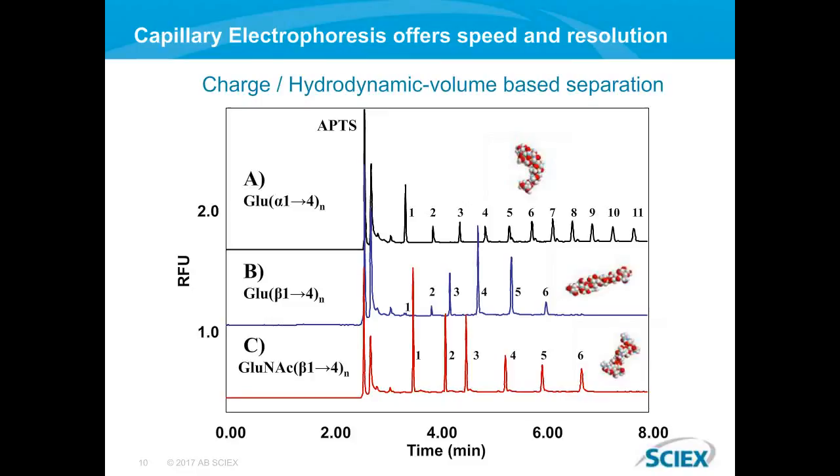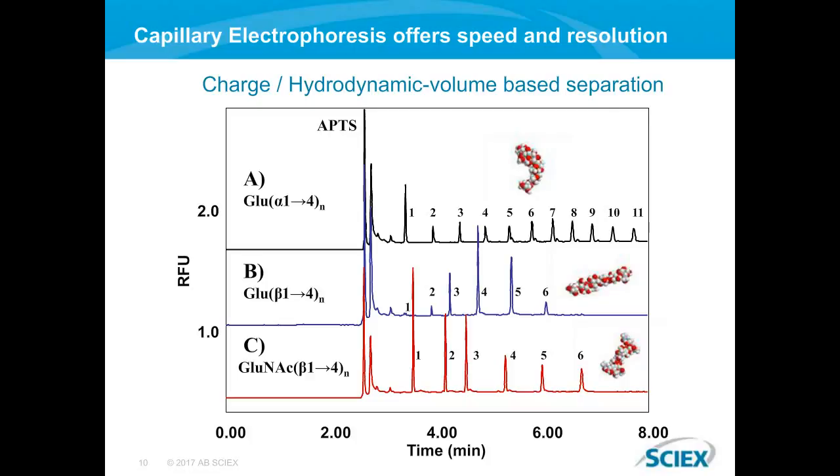Let's see how capillary electrophoresis works. Capillary electrophoresis separates species based on their charge to hydrodynamic volume ratio. If you see this slide, the A and the B traces are the same glucose oligomers with 1,4 connection, but one of them is an alpha and one of them is a beta section, which means that the shape of the molecule is different.